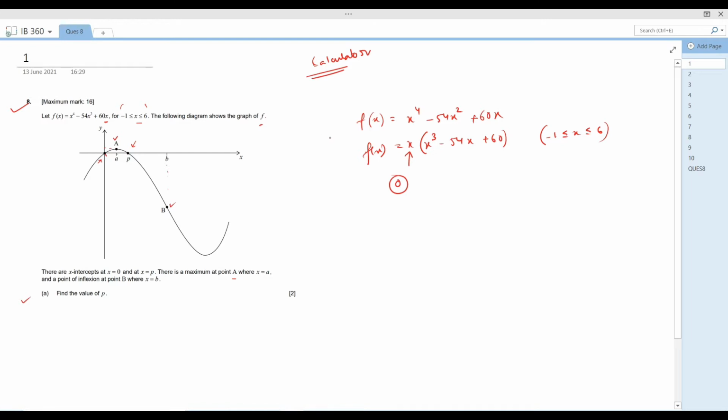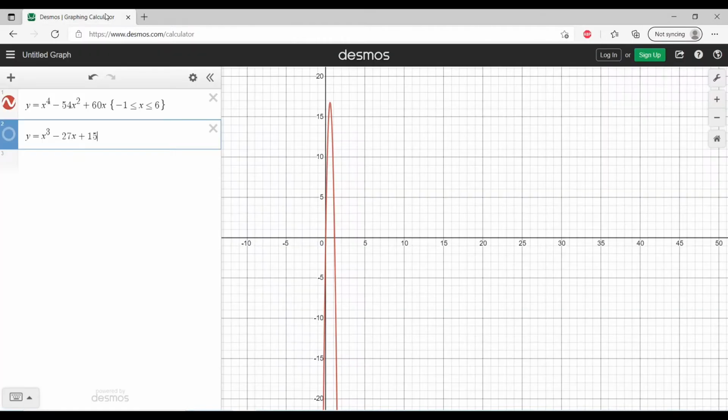For that, as in the previous video we discussed Desmos, so today also I will use Desmos. See that in Desmos I have taken the equation and written it down. The equation is y equals x to the power 4 minus 54x squared plus 60x. You can do this problem in your TI calculator also, that is the CX version. Now, here see the limit I have given.